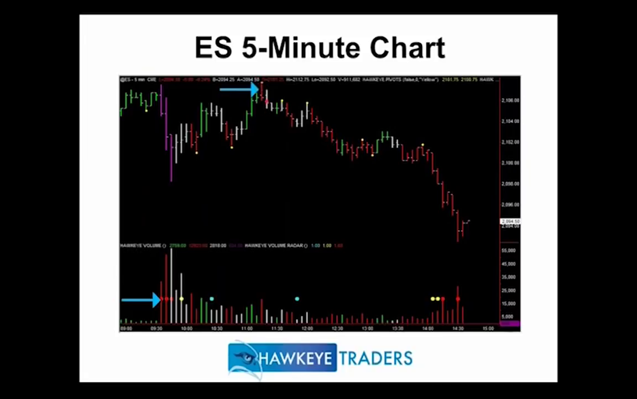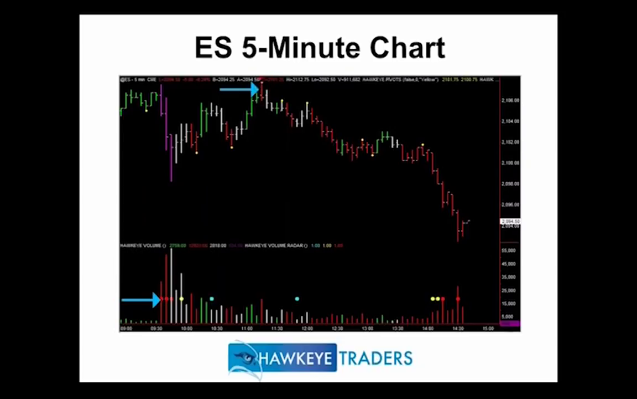The price sucks back really quickly and closes down below the open. They're trapped in the trade now. They don't want to take a loss, but they're hoping that the momentum coming into this trade is going to continue to push them up.